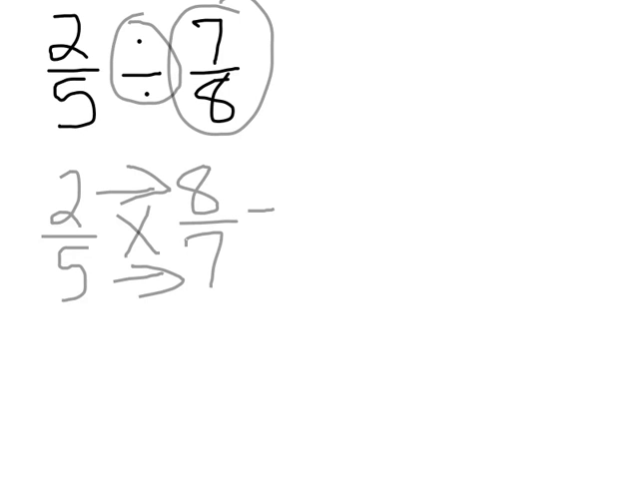So now all I have to do is top times top, bottom times bottom. 2 times 8 is going to leave me with 16. 5 times 7 is 35. This is not an improper fraction.